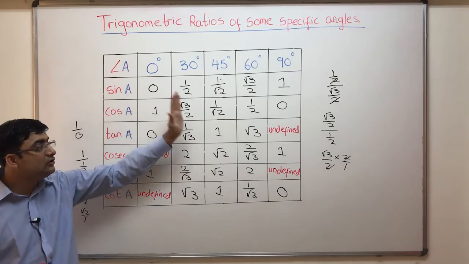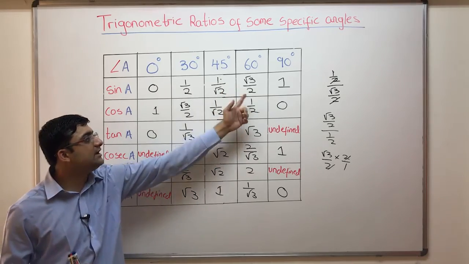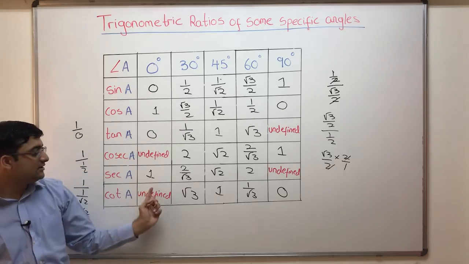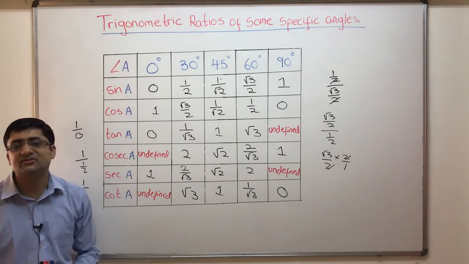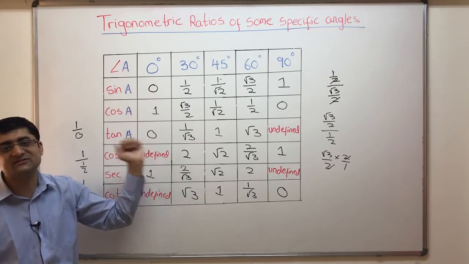So please ensure you remember this table. All you have to remember is the first row of sine. Once you know sine, cos is the reverse, tan is this divided by this, cosec is reciprocal of sine, sec is reciprocal of cos, cot is reciprocal of tan, right? So these are trigonometric ratios of some specific angles.